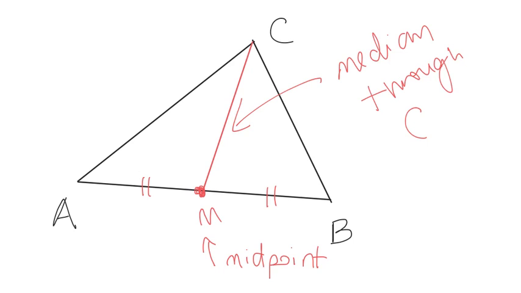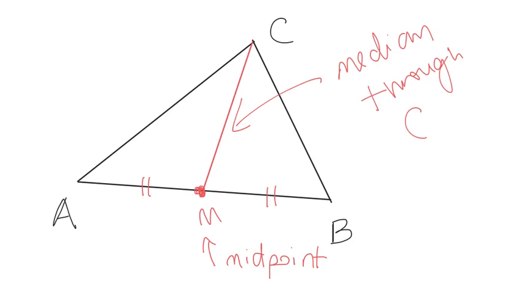I could have drawn the median through B. This isn't going to be a very good one, but I could have drawn the median through B, which would look something like that. Or I could have drawn the median through A, which would have looked something like that. But in this case, I want to focus on the median through C because it's a little easier to visualize. So that's what we're going to be talking about.